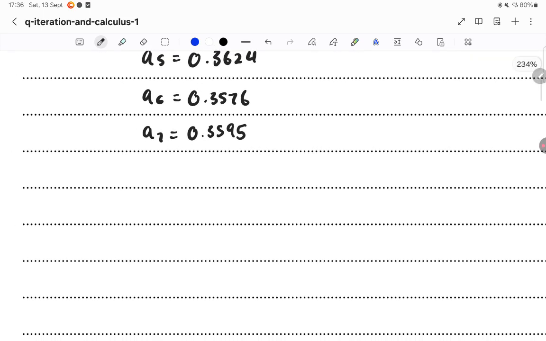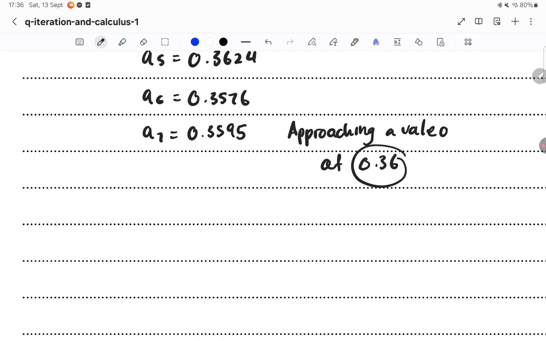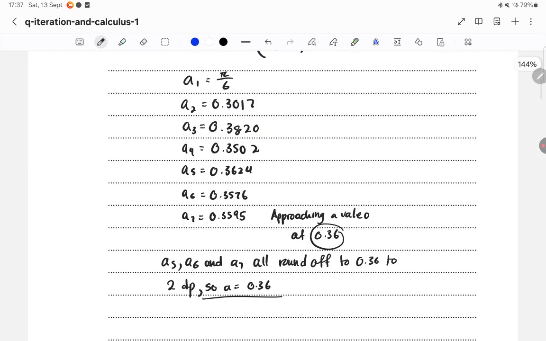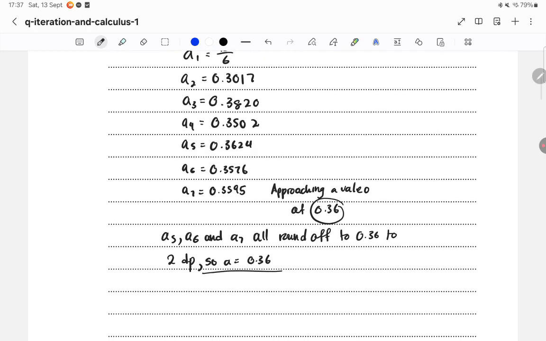Therefore, we are approaching a value of 0.36, which is the value of A. Thus, A5, A6, and A7 all round off to 0.36 to 2 decimal places. So A is equal to 0.36. That's all. So all you have to do is just iterate each value over and over again.